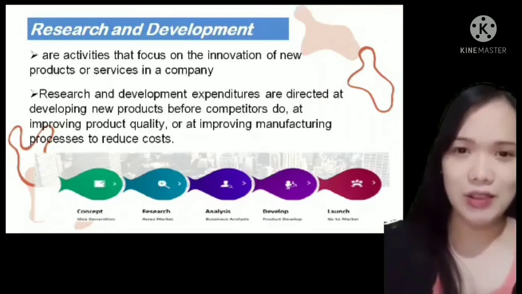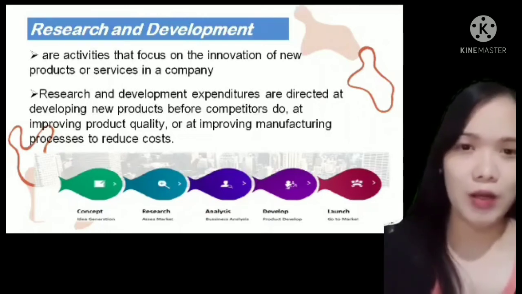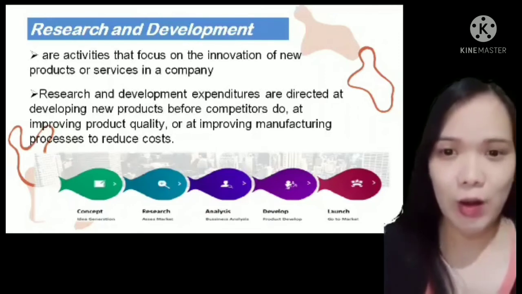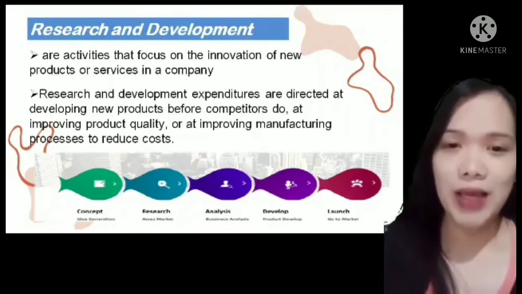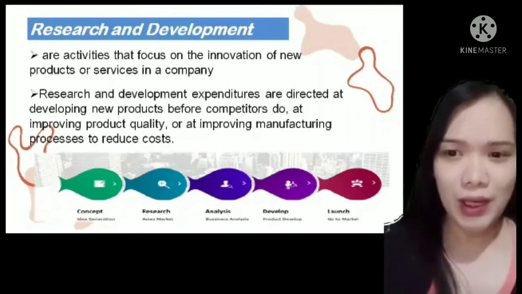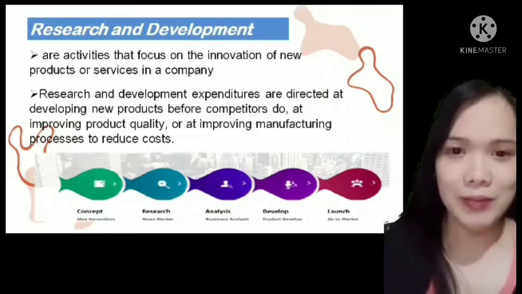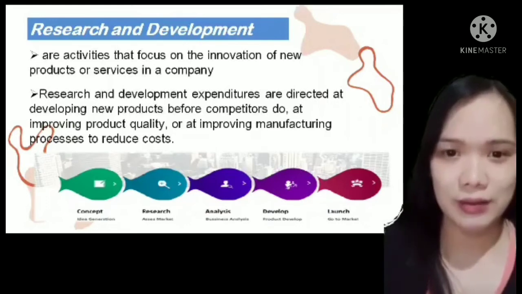As shown in my illustration below is the process flow of research and development, wherein it all started with a concept or idea, then research and analysis for the possible outcome within the business, and then after that, developing the products, and the last process will be the launching, where the business is supposed to introduce the product to the market.